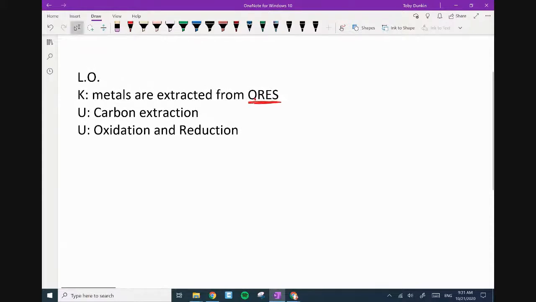Next, we need to understand carbon extraction. Now, I'm actually going to put another word in here, which is we often don't call it carbon extraction. We often call it carbon reduction. I'll explain why that is. It's because we are after metals here, and what we're trying to do is reduce their charged state from positive down to metals neutral. I'll talk about that in terms of reduction and oxidation. And then the last one is to understand oxidation and reduction.